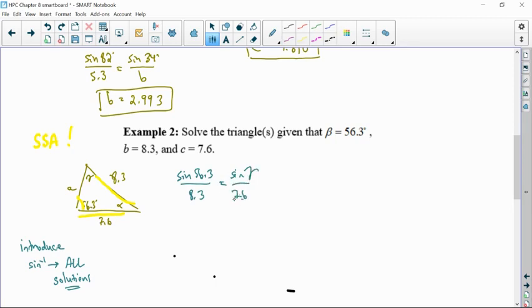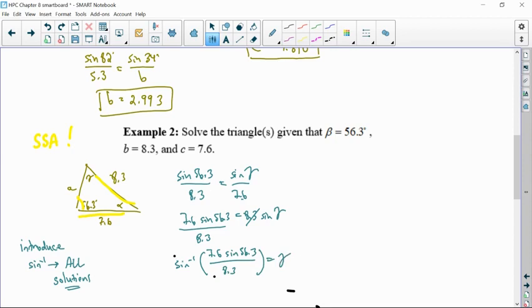Okay, now when I cross multiply, I'm going to get 7.6 sine of 56.3 is equal to 8.3 times sine of gamma. And then divide by this 8.3, notice that you're not getting gamma, you're getting sine of gamma. So I'm going to have to introduce the inverse sine function. So inverse sine of 7.6 sine of 56.3 over 8.3. That's going to be gamma.